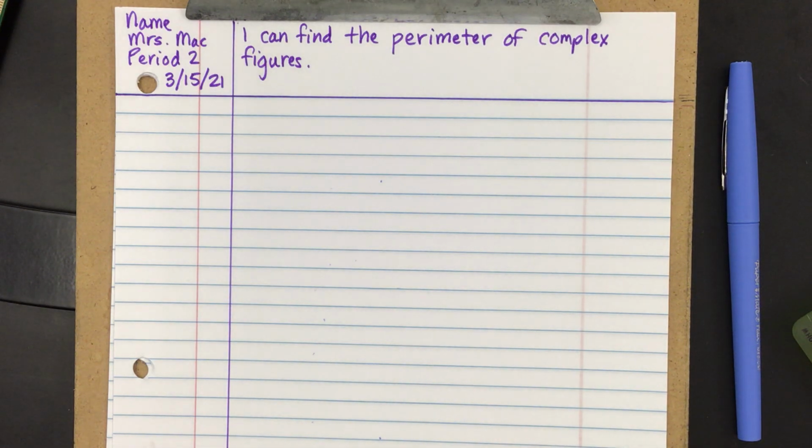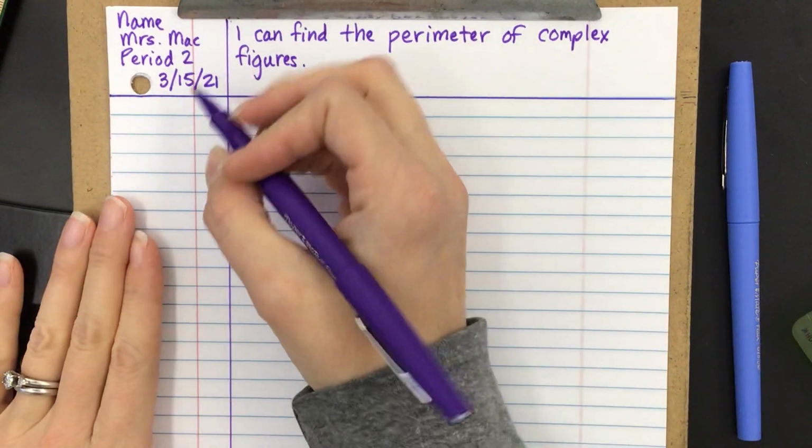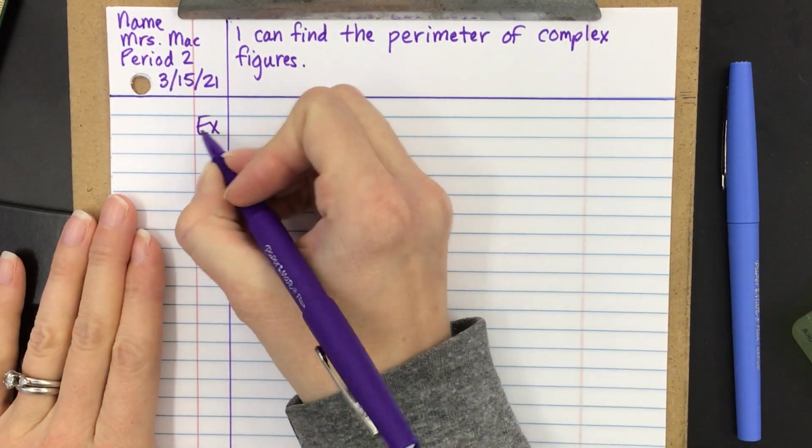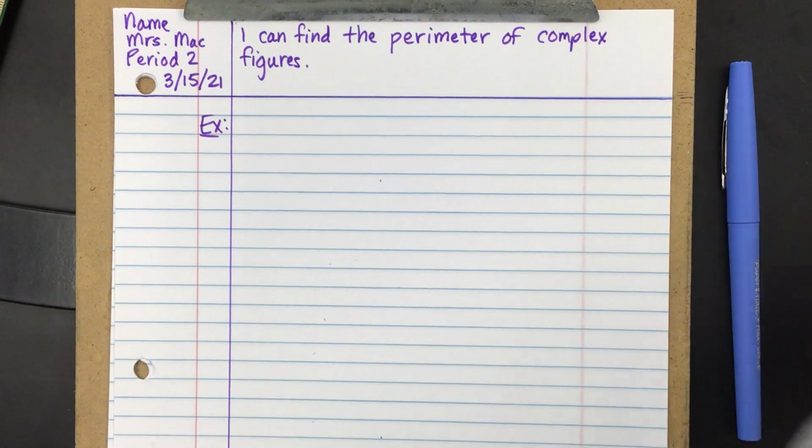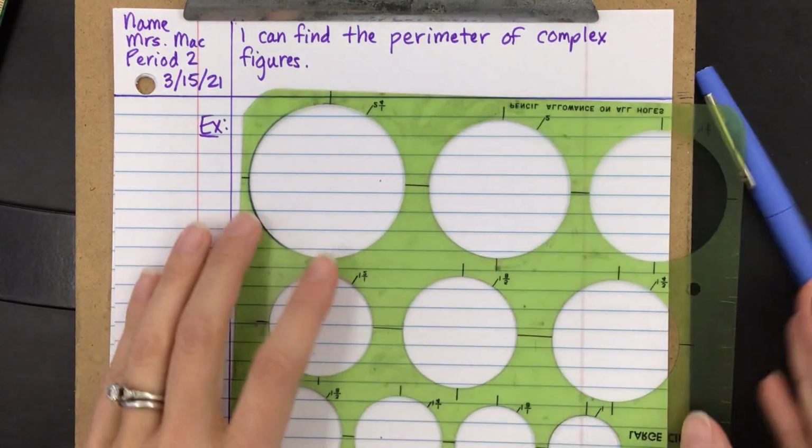All right. So today your learning target is: I can find the perimeter of complex figures, okay? Seriously, it's one of my favorite things because it's like a puzzle. Trying to figure out how to chop up your shapes and find the perimeter is just fun. It's very fun to me, okay? So I'm going to show you two examples so you can see kind of what we're talking about. And then I'm going to cut you loose to work with your table partner.